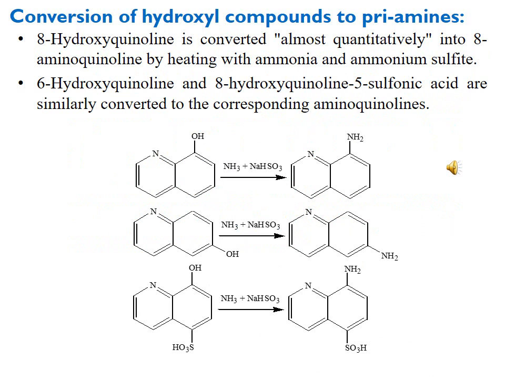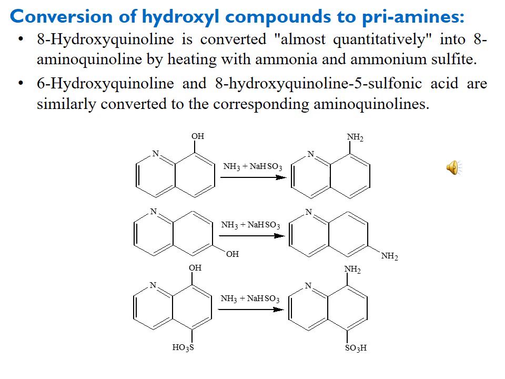If we use a heterocyclic moiety, that is, the starting reagent is a heterocyclic alcohol, then what will happen to the nature of the product? Here are some examples. First is 8-hydroxyquinoline, which is converted into 8-aminoquinoline, then 6-hydroxyquinoline, which is converted into 6-aminoquinoline like that of naphthalene, and third is 8-hydroxyquinoline-5-sulfonic acid, and it is also converted into the amino compound.